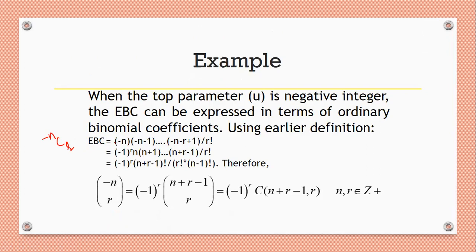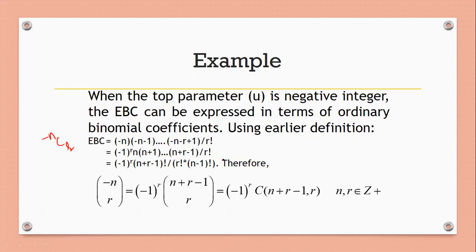Okay. Now, minus NCR is expanded as follows: minus N into minus N minus 1, minus N minus 2, and so on up to minus N minus R plus 1 by R factorial. After that, minus 1 is taken common from each bracket. How many total brackets are there? There are totally R number of brackets. Now, if we take minus 1 common, we will have n into n plus 1 up to n plus r minus 1 by r factorial.